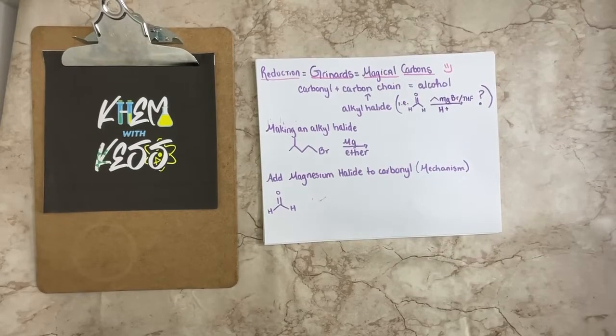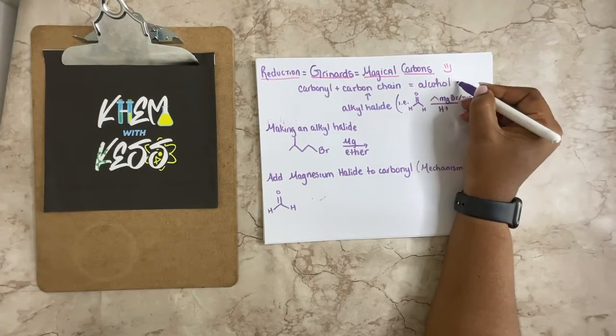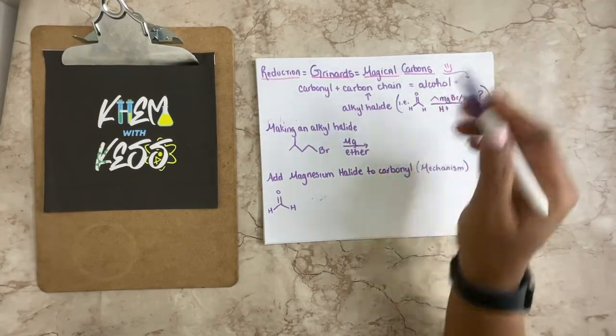All right, let's talk about more reductions. Another style of reduction is with the Grignards. I like to call it adding magical carbons to a situation. You start off with a carbonyl, you're given a carbon chain, which is derived from an alkyl halide, and then you're going to get an alcohol, but also with those magical carbons.